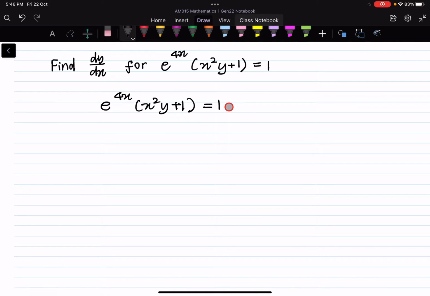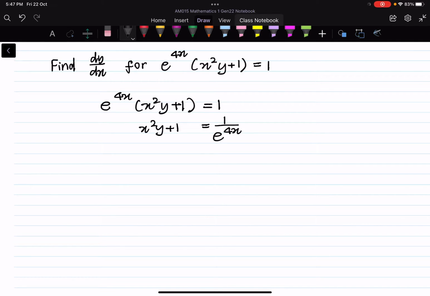You don't have to if you don't want. It's just I'm going to avoid using the product rule twice. This is the u, this is the v, so I'm going to avoid it because for x squared y you need to use another product rule, right? So if I bring my e^(4x) to the right hand side, it's going to be 1 over e^(4x).